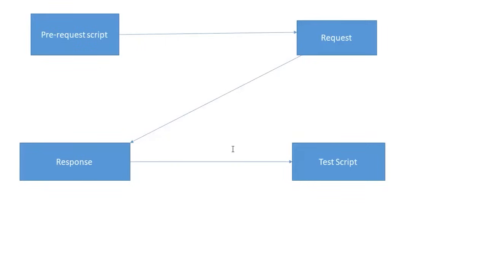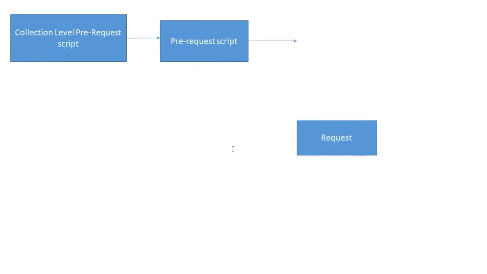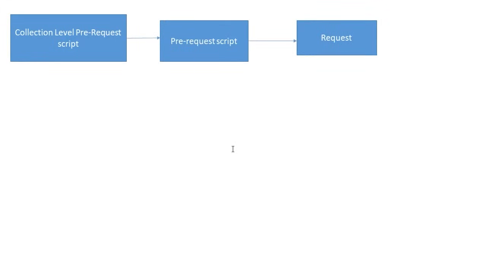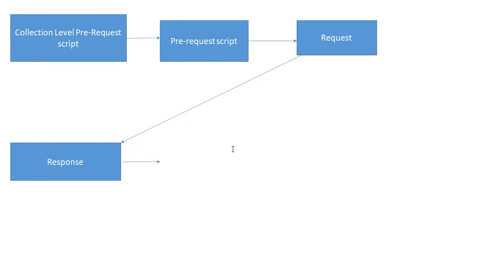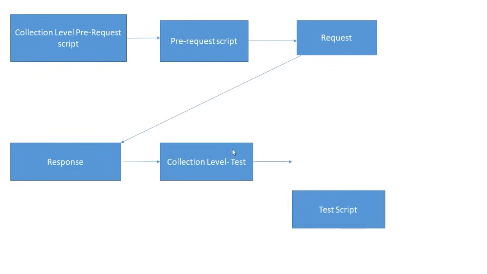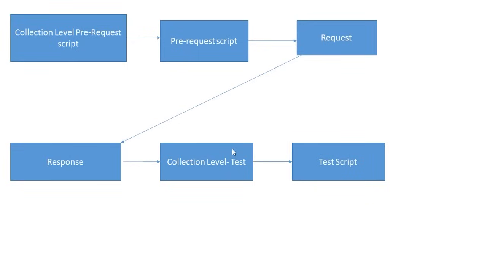So the one which you have seen in the last is what we did right now. So we have collection level pre-script, then we have pre-request, then we have request. Okay, and once this is done, it will go back to response. And if you have any collection level test, then yes, definitely collection level test will execute, and finally your particular test script for that particular request will execute.